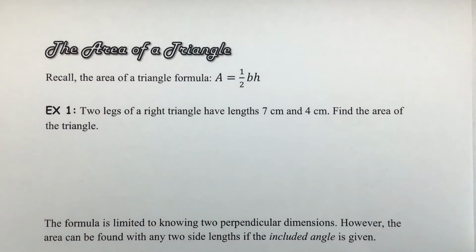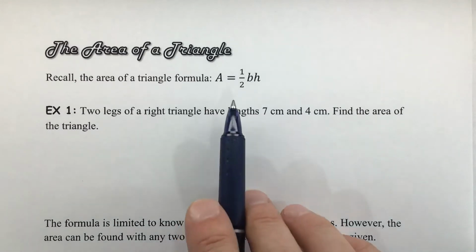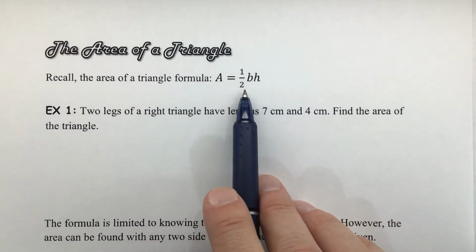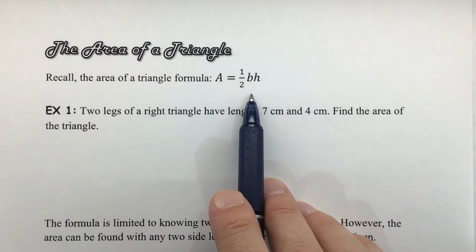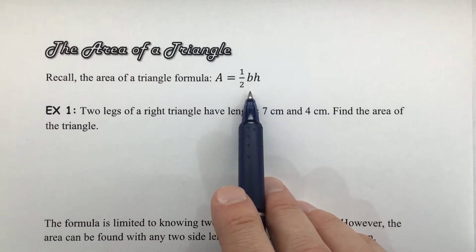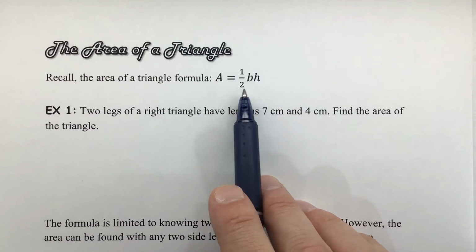So back in geometry, or maybe even before then, you learned how to calculate the area of a triangle, which is this. The area is 1/2 base times height. Sometimes it's written as base times height divided by 2, but it's the same thing, okay? All right, let's go ahead and just do a quick calculation with that formula just to recall and remember how all this stuff works.